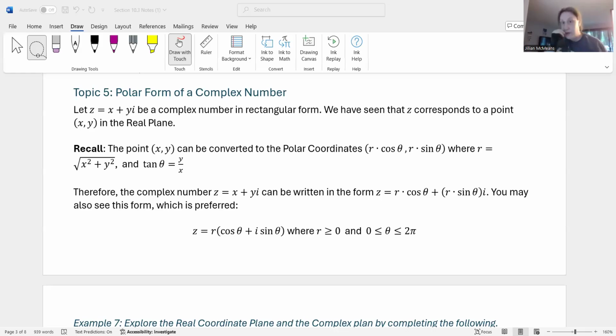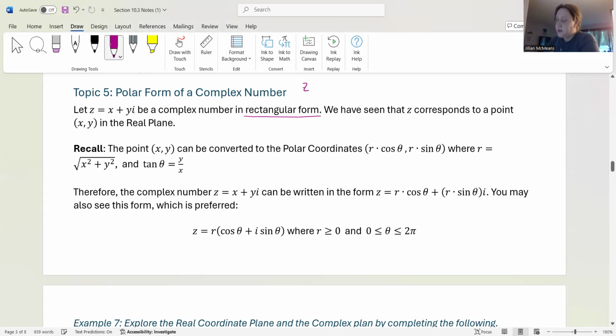In topic 5, we need to explore the idea of coming up with a polar form of a complex number. So let's review a few things. We're going to let z equal x plus yi be a complex number, specifically in rectangular form.